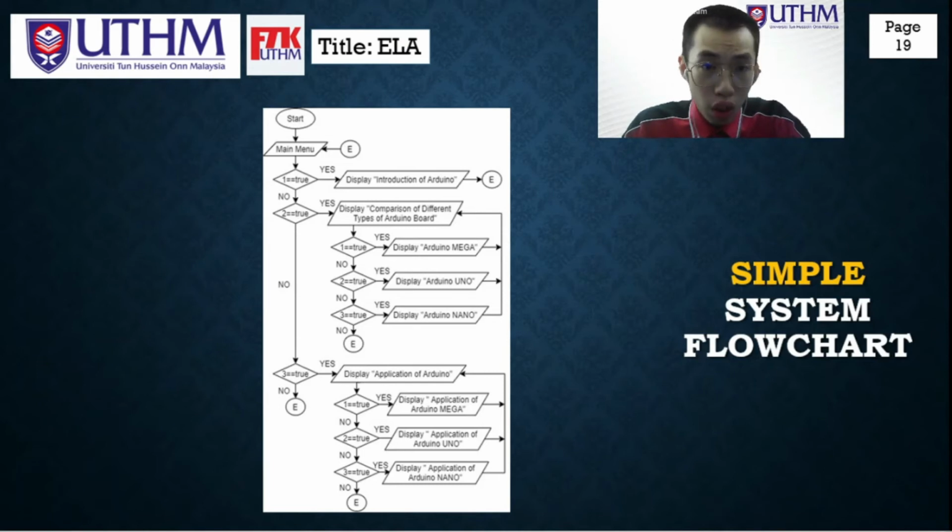If you choose 3 in the main menu, you proceed to application of Arduino, where in this UI you choose 1 and proceed to application of Arduino Mega. Inside the Arduino Mega, you will see the content and the navigation function for the command feature. So it is the same for 2 and 3.